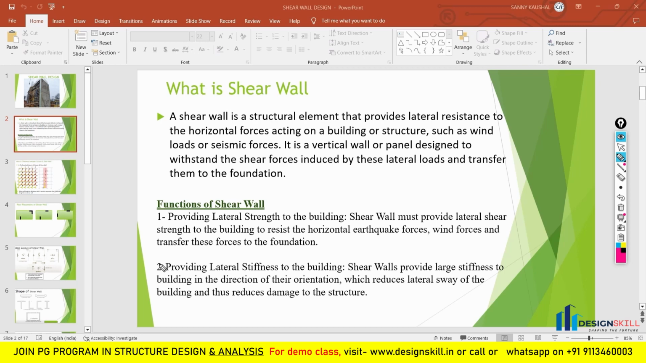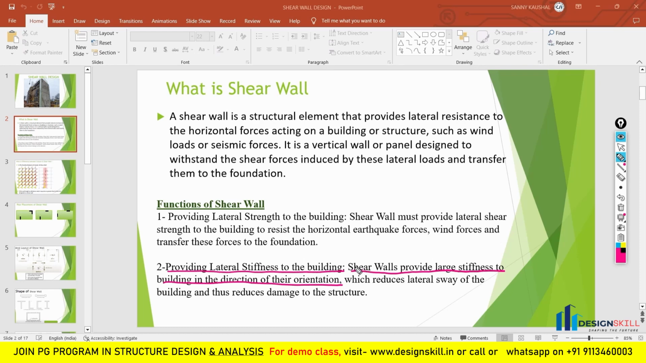Now let us look at the second function of the shear wall, which is providing lateral stiffness to the building. When you provide the shear wall in the building, it is going to increase the stiffness in that particular direction. If you look at the further line here, shear walls provide large stiffness to the building in the direction of their orientation. So in whichever orientation you have put the shear wall, in that particular direction the stiffness of the building is going to increase.